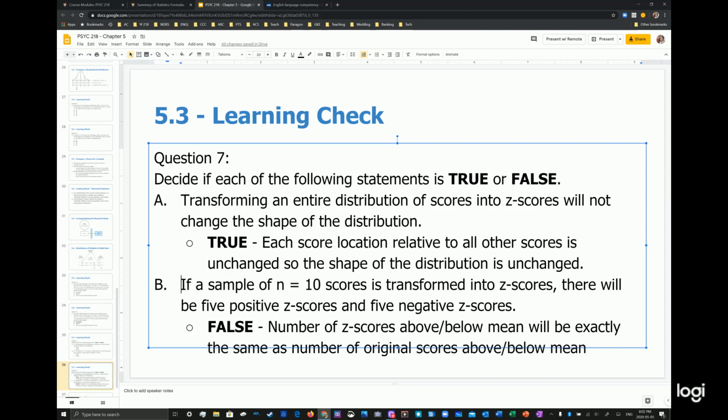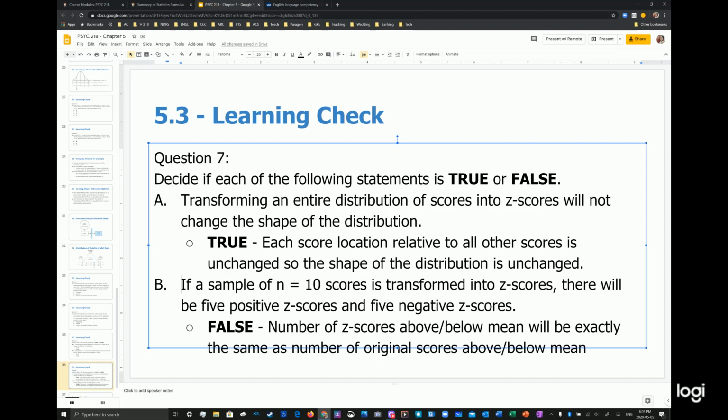For B, if a sample of size 10 has been transformed into z-scores, does the assumption work that there will be 5 positive z's and 5 negative z's? No. You may be thinking, oh yeah, the distributions we're looking at are symmetrical, so that kind of makes sense. Yeah, it would if there were an even number of scores on both sides, but all we do when we change the scores from x's into z's is we transform the scores only.